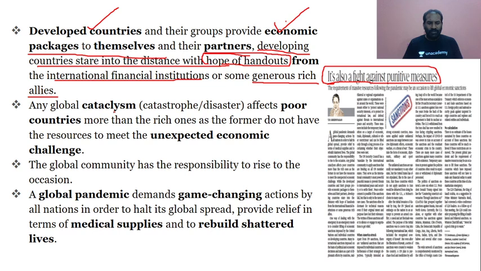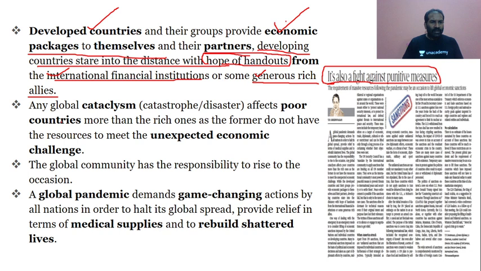Why? We will look into why this is not happening, why the developed countries are not giving the economic package to the developing countries, or why the international financial institutions or the generous rich allies, the friends of the developing countries, none of them are coming to the rescue at this juncture in regards to the economic package, or trying to give some grants or funds, so that the developing countries can come out of the economic crisis they are facing.